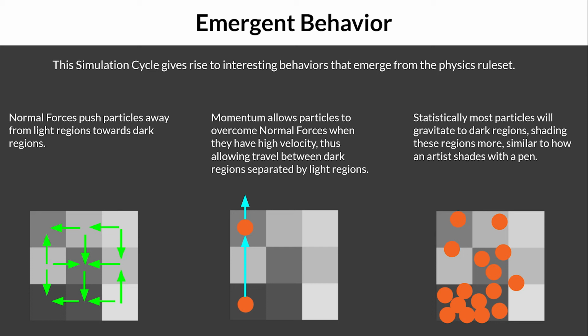And finally, statistically speaking, most of the particles will naturally gravitate towards darker regions, which results in these regions receiving more shading than the lighter regions. This very closely mimics how an artist draws an image with a pen or a pencil.